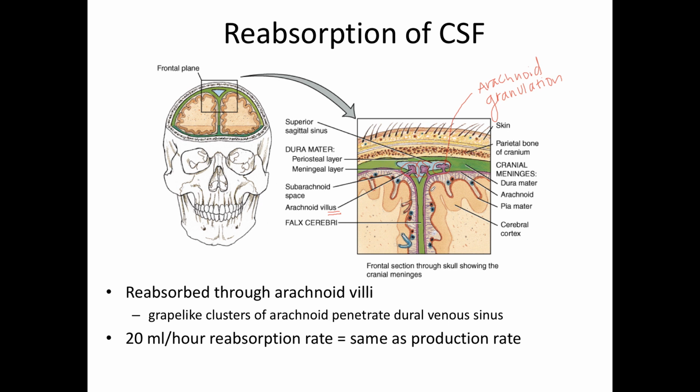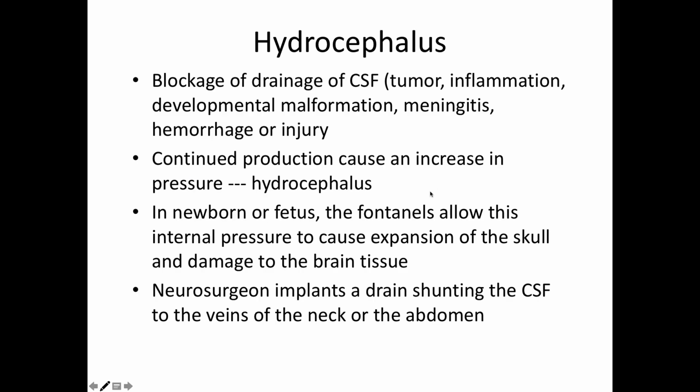Now, what happens if there is a mismatch between the rate of reabsorption and the rate of production? Let's say, for example, that there's a blockage of CSF drainage. Then we get hydrocephalus. So hydrocephalus is a condition in which CSF drainage into the dural venous sinuses is prevented for some reason. Most commonly, it's a result of developmental malformation where, for whatever reason, too few or no arachnoid villi form. But it can also be caused by meningitis, and this will happen if inflammation pinches off the arachnoid granulations, or hemorrhage or injury. So hydrocephalus that is congenital happens because of developmental inflammation or malformation, but there are other causes as well.